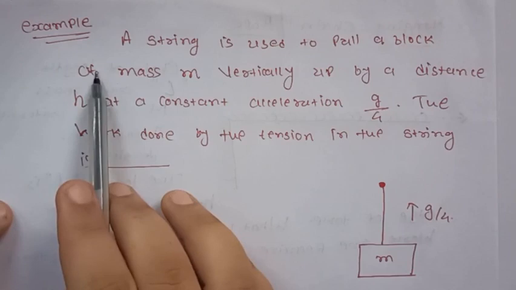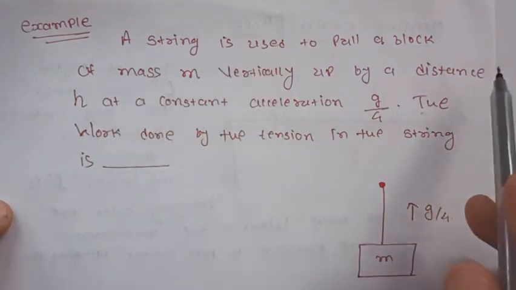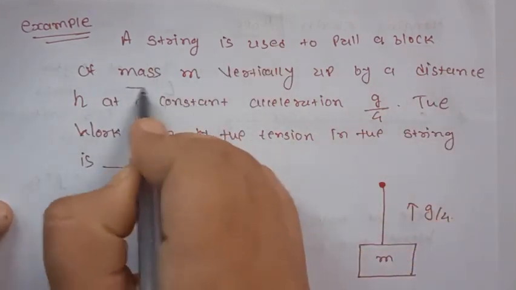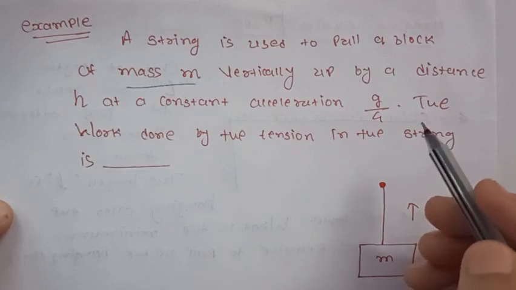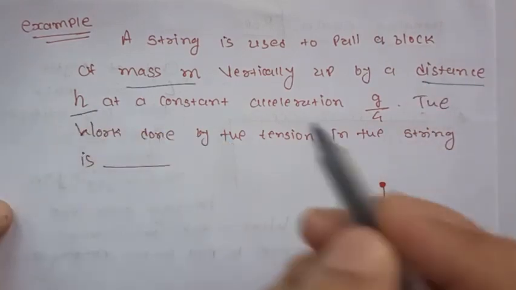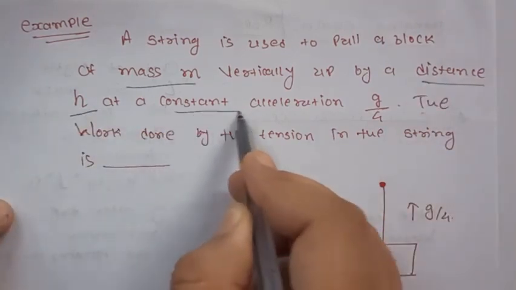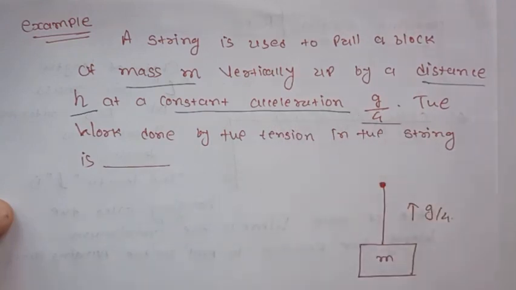In the example, a string is used to pull a block of mass m vertically up by a distance h at constant acceleration g by 4. It is shown in the figure that the block of mass m is hanging with the help of a massless string and it is moved in the upward direction with constant acceleration equal to g by 4.